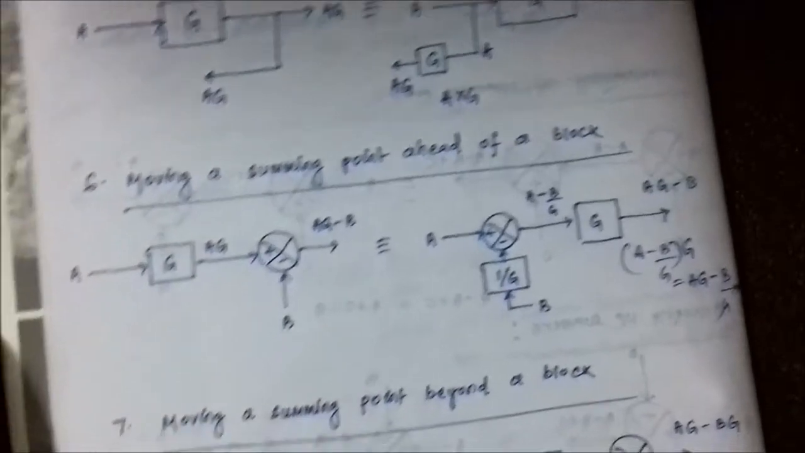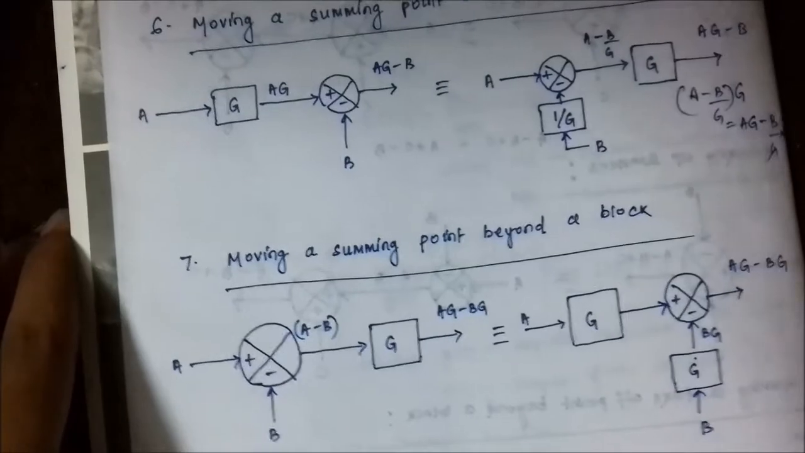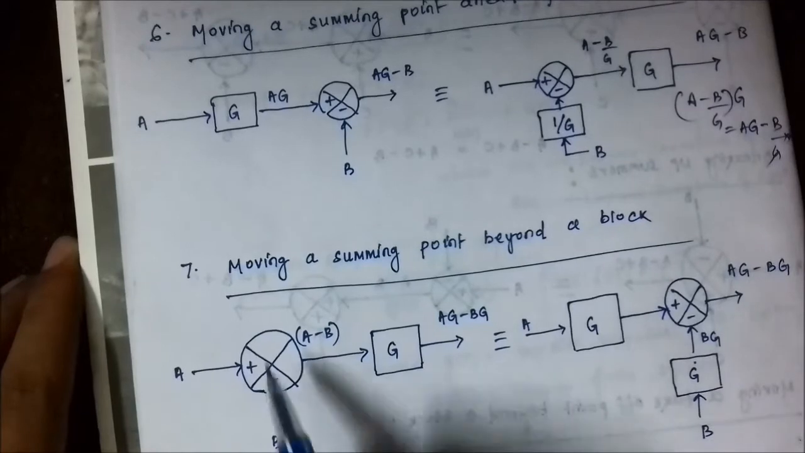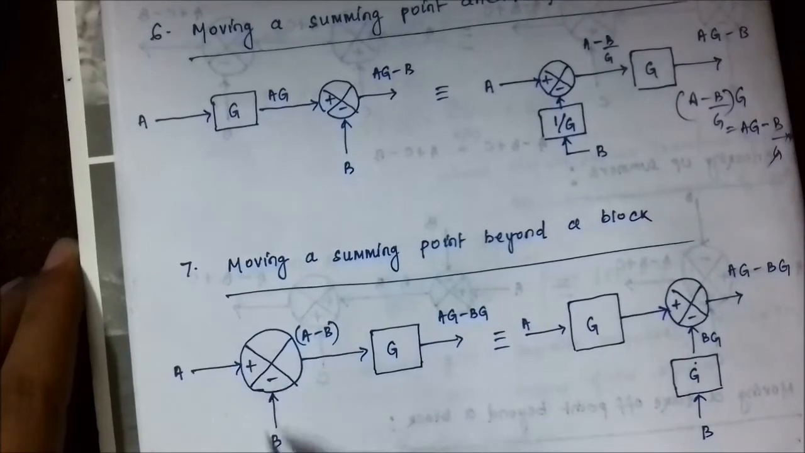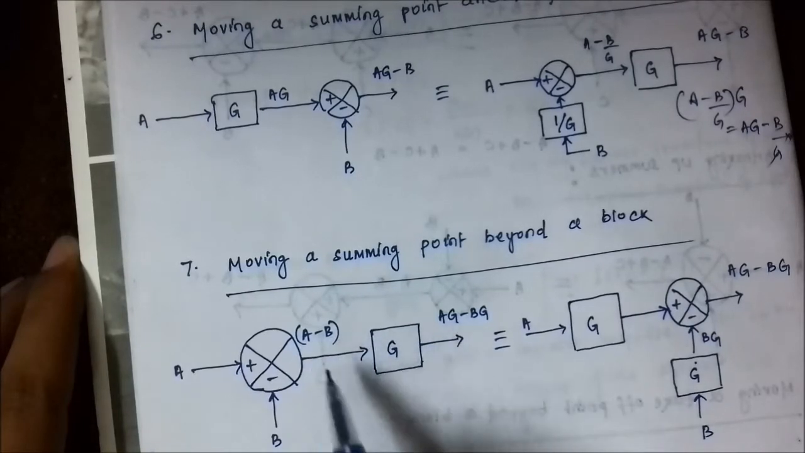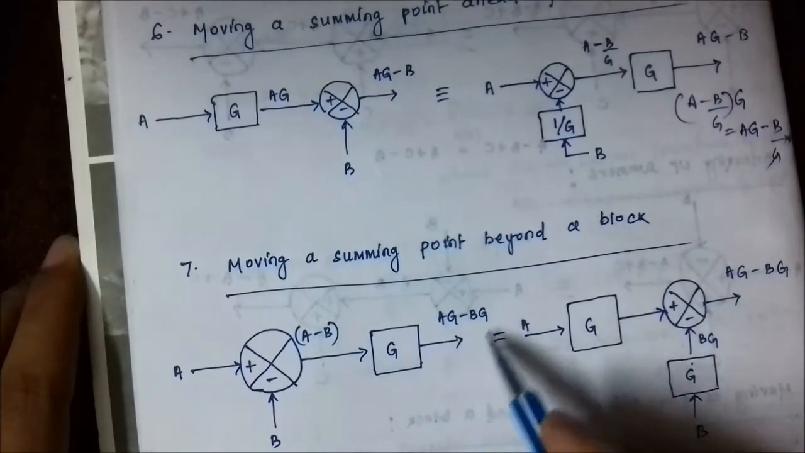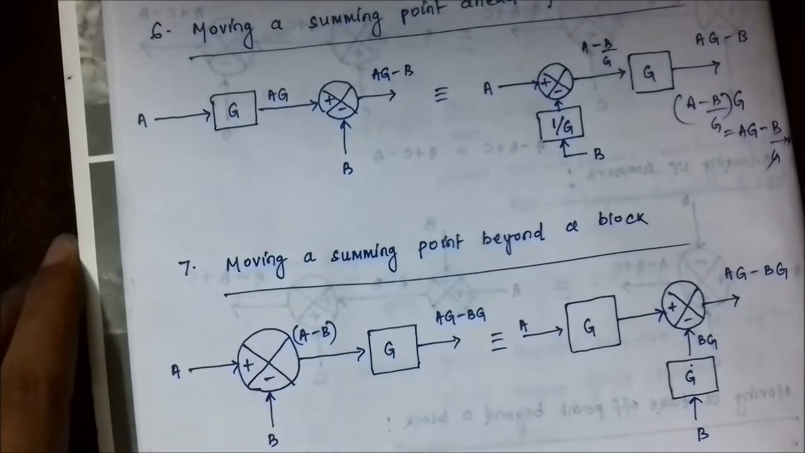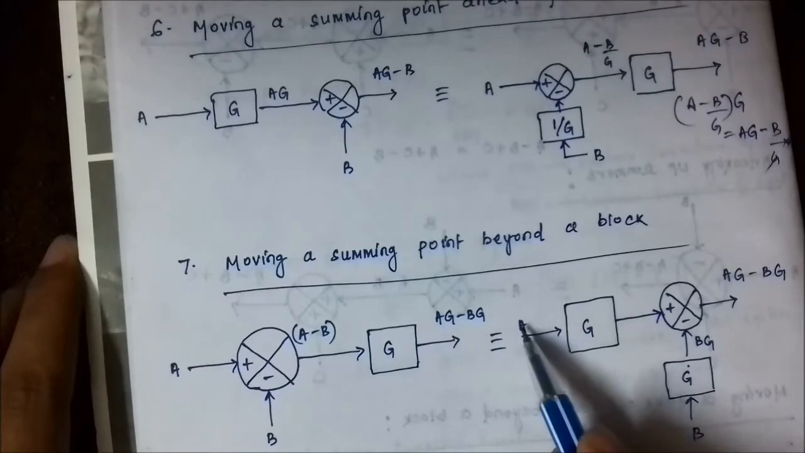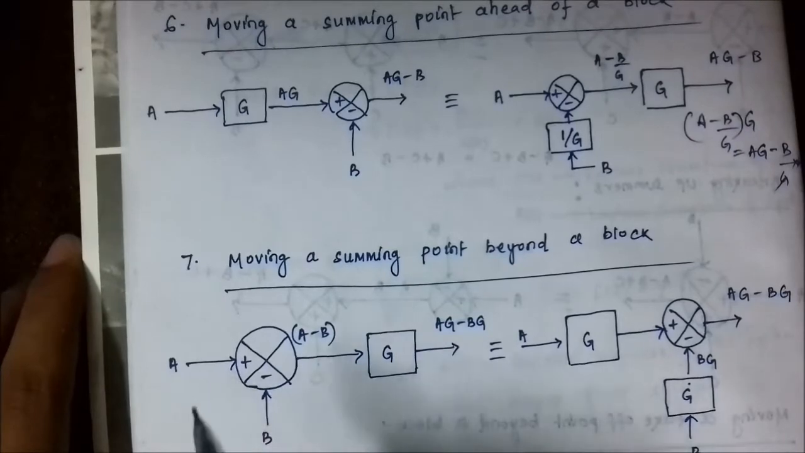Okay, that's the principle. Again, the same thing, moving a summing point beyond a block. So what we have done here, we have to move the summing point here, the block here. Okay, now again these are the two signals to a positive and negative summer, A and B. The output signal is A minus B, it gets multiplied with this block, we get AG minus BG. So we need to get the same signal here too. So here we have moved the block here. The horizontal signal does not change its position, it stays there.